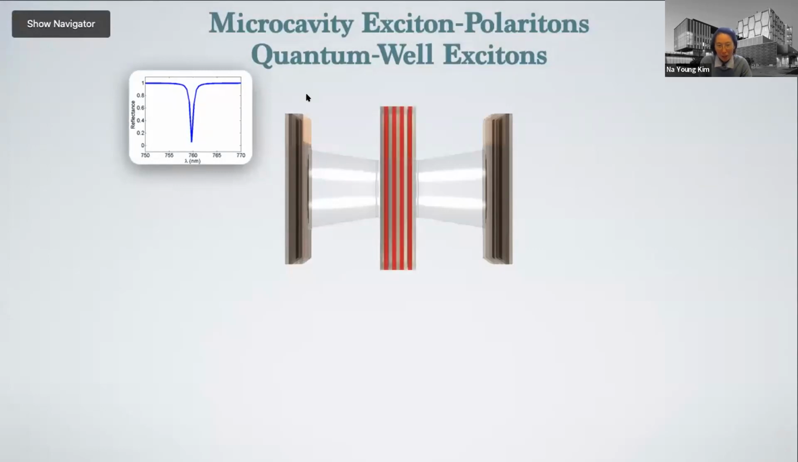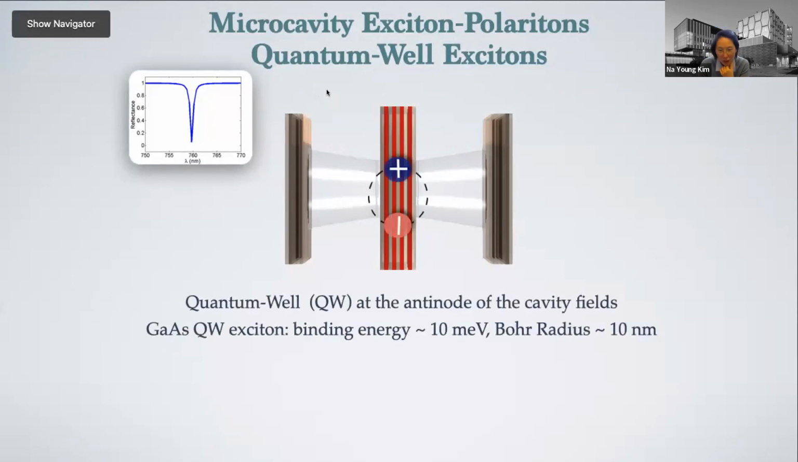So we can make these two different semiconductors form the quantum well. The fundamental excitation of the quantum well is the exciton: when we shine light on it, we can create charge carriers, electrons and holes, and these are Coulomb bound to form the exciton. For the gallium arsenide case, the binding energy is about 10 milli-electron volts, and the Bohr radius of this entity is about 10 nanometers.